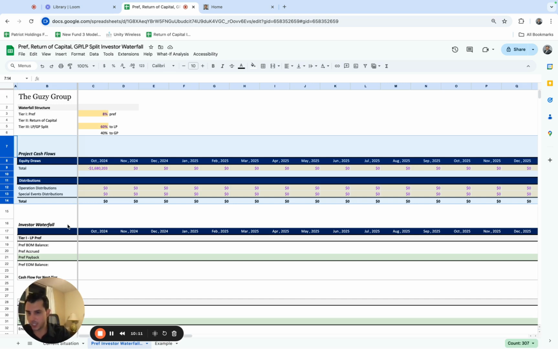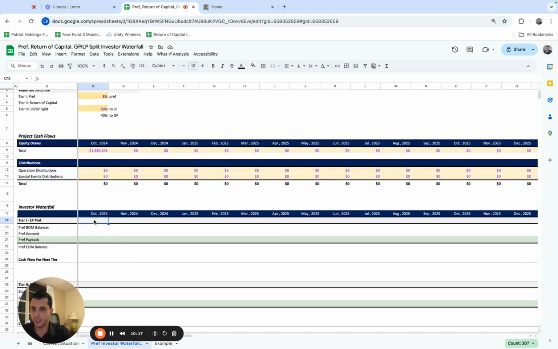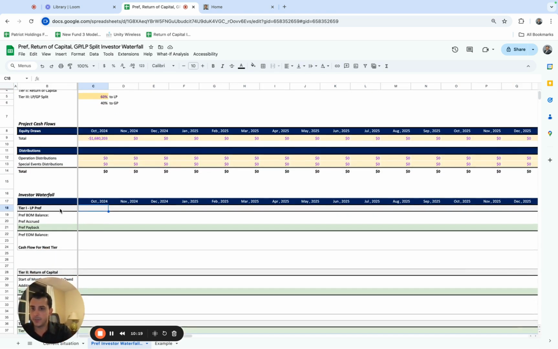And now the question is, what do the LPs get and what do the GPs get? And that's what we're going to do right now. And that's why we get paid the big bucks for this. So let's start off with this.